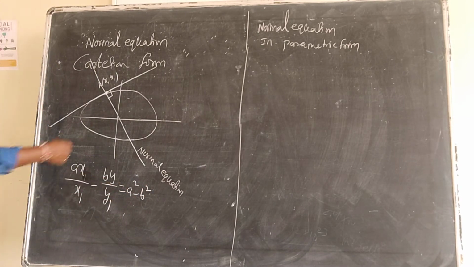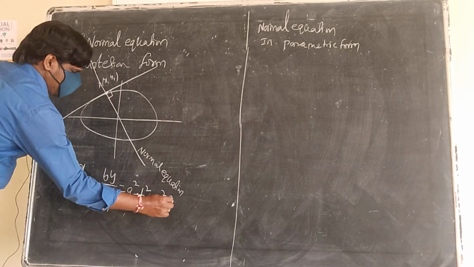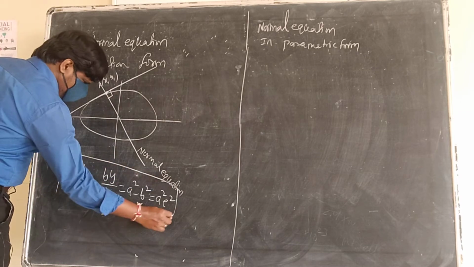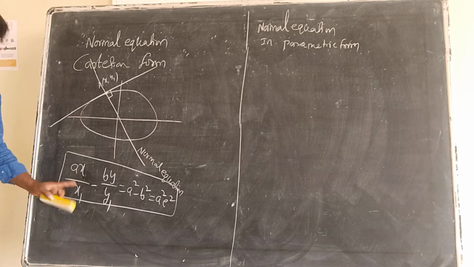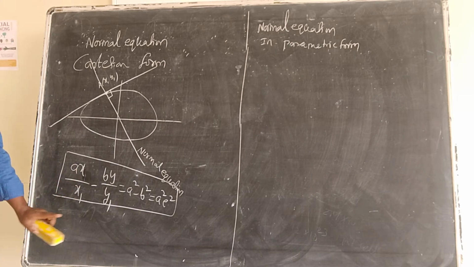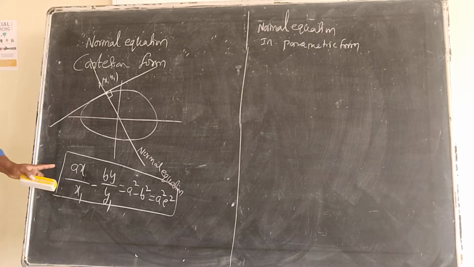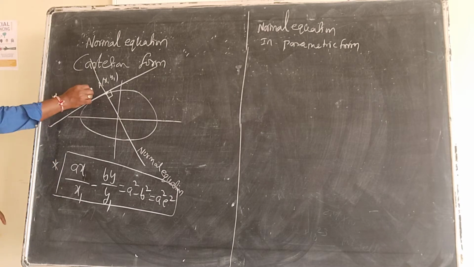This a square minus b square can also be written as a square e square. This value, a square minus b square, is nothing but a square e square. So you can remember any one of them. So the formula for the equation of the normal is a x by x1 minus b y by y1 is equal to a square minus b square. But even without using this formula, we can use differentiation directly.